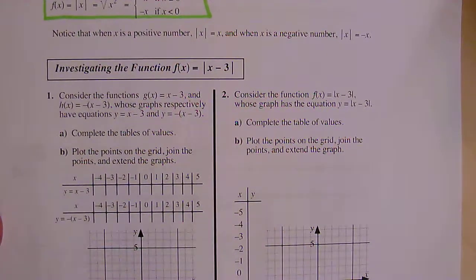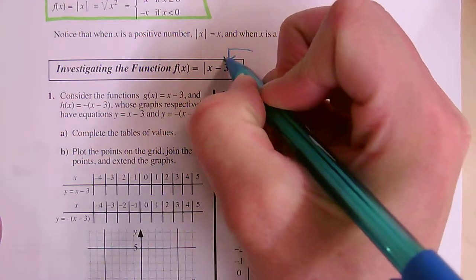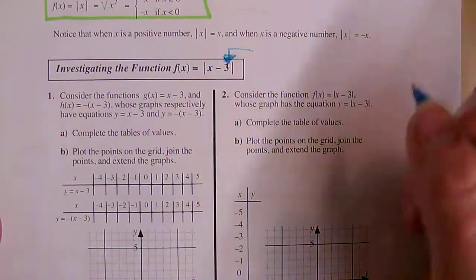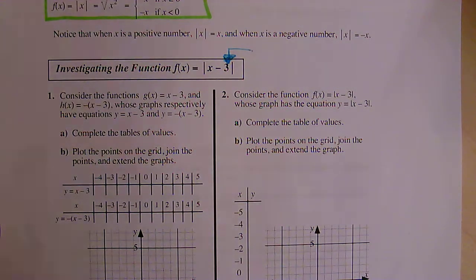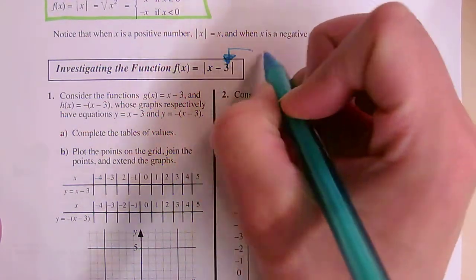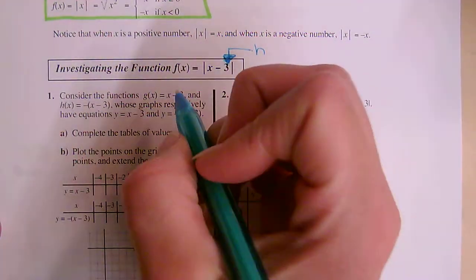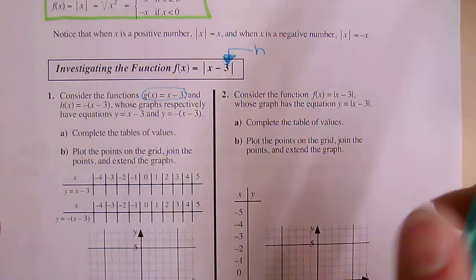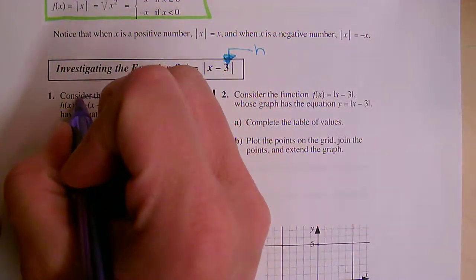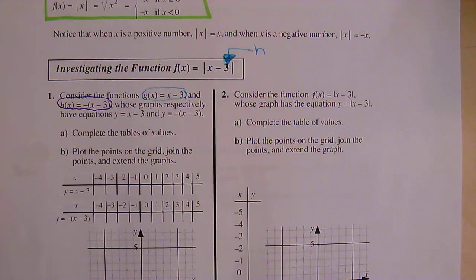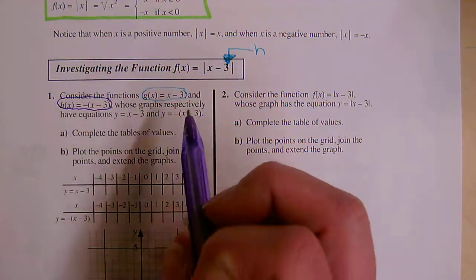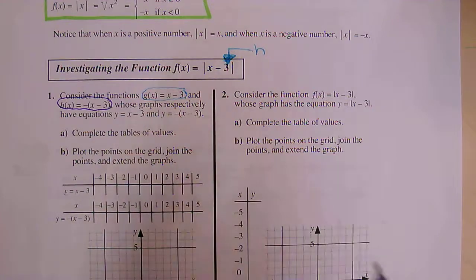Now we're going to put something else in here. In the long run, this thing that we're subtracting from x, we're going to call it just generally h, and we'll talk much more about when we subtract something from x in grade 12. So consider the functions g of x is equal to x minus 3, and h of x is equal to negative x minus 3. Note the negative outside there. Those are the two graphs respectively.